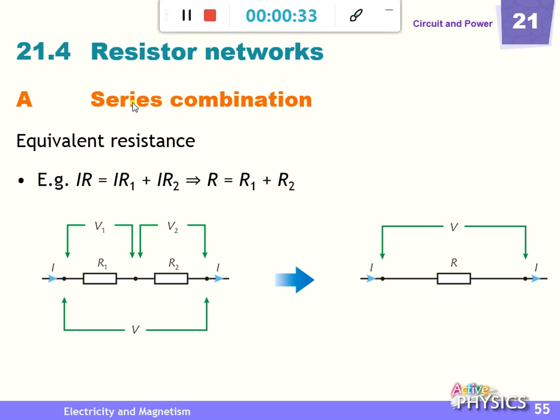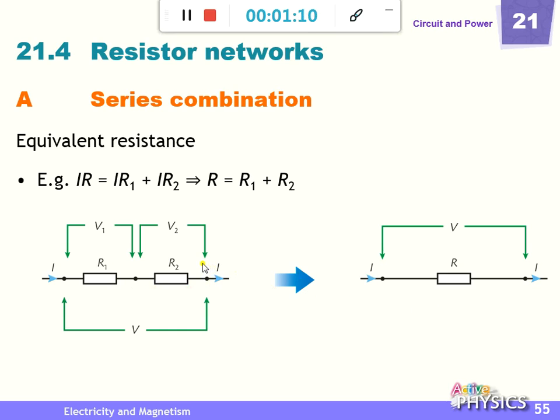Now, what do we want? Here we want to find out the combination of resistors connected in series. We want to simplify the complicated network. For example, here we have two resistors. We want to combine them into only one. This R we will call the equivalent resistance. It means that the effect of R1 and R2 combined together will be the same as the equivalent resistance R.